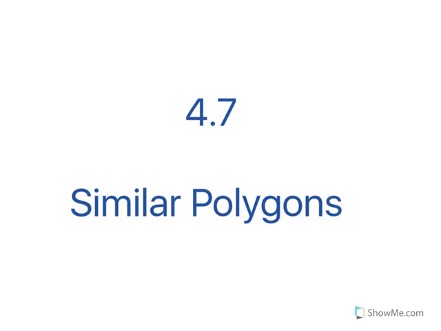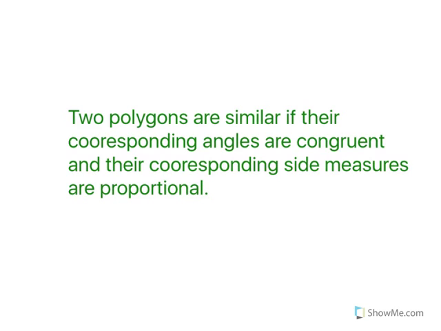This lesson is on section 4.7, titled Similar Polygons. If two polygons are similar, their corresponding sides, you can think of the word corresponding as matching. So if their matching angles are congruent, and their corresponding, their matching side measures are proportional. So two polygons are similar if their corresponding angles are congruent, and their corresponding side measures are proportional.